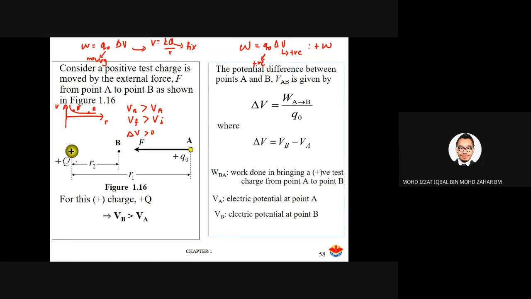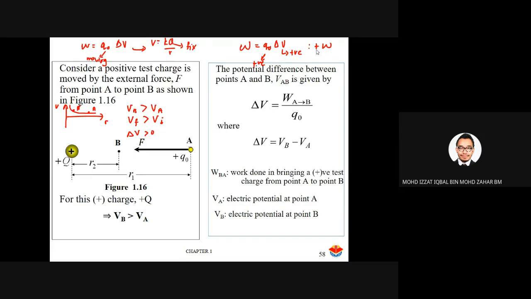Okay, kamu bayangkan macam magnet lah. Kamu nak dapatkan dua magnet yang kutub dia sama, you have to apply some force. So since this polarity of the charges is the same, positive and positive, you want to bring it closer, you have to apply some work. Work done is positive.